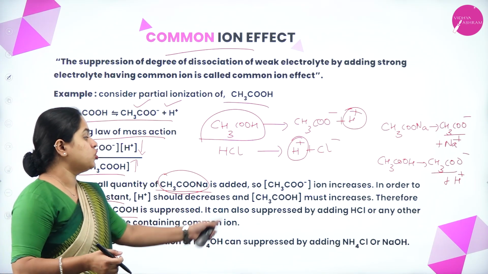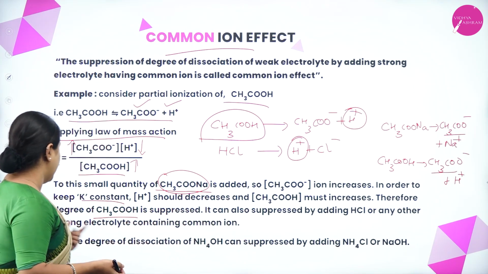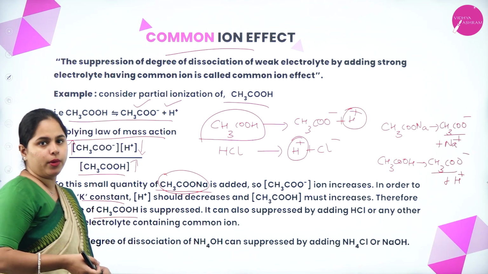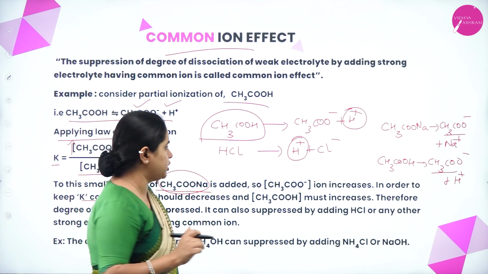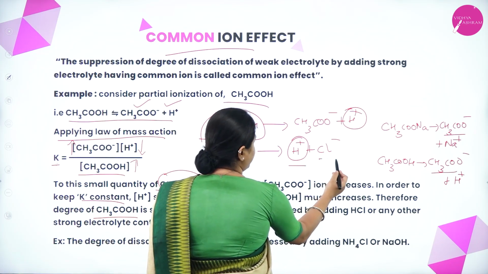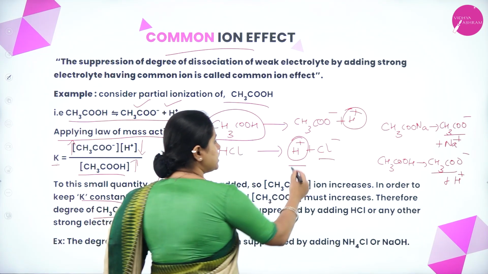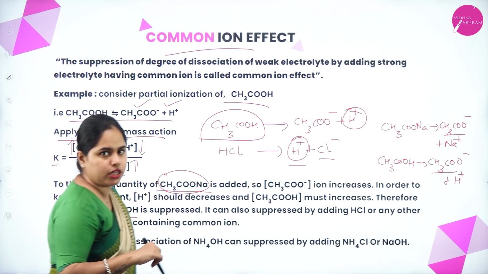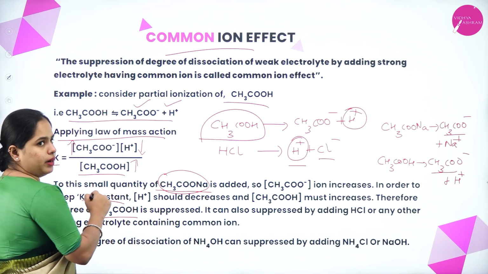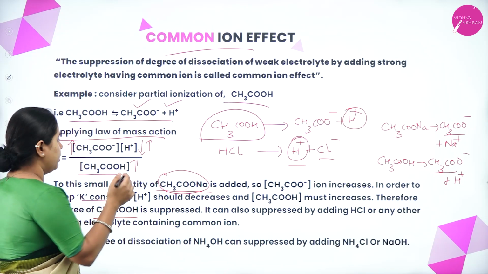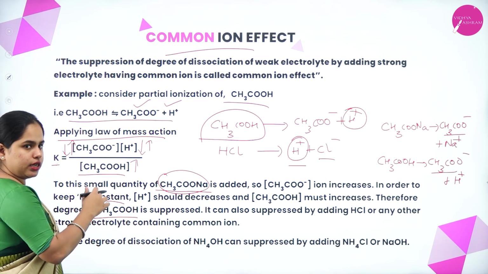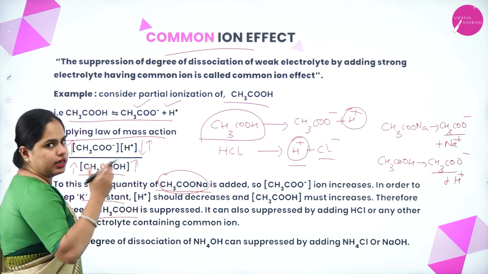It can also be suppressed by adding HCl or any other strong electrolyte containing a common ion. So as discussed, HCl can also be used to suppress this dissociation. HCl dissociates into H plus and Cl minus, right? In that case, which will be the common ion? H plus will be the common ion. So if H plus is the common ion, then the concentration of H plus will be more. What should happen? The concentration of acetate ion should decrease and the concentration of acetic acid should increase.